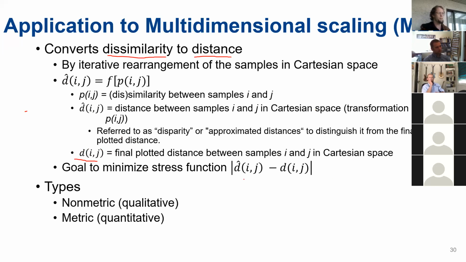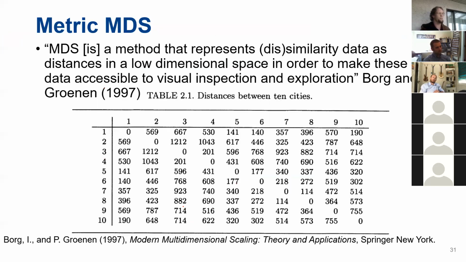And so what we're trying to do is minimize the difference between our disparity, that calculated distance between I and J based on this function, and D, which is how our plot does in representing that. There are a couple ways to do this. There's non-metric, i.e. qualitative or ordinal, and then there's metric MDS. And we'll talk a little bit about each of those in turn. Before we get to some of the details, I want to try to walk through an example to give you an intuitive sense of what MDS is doing.